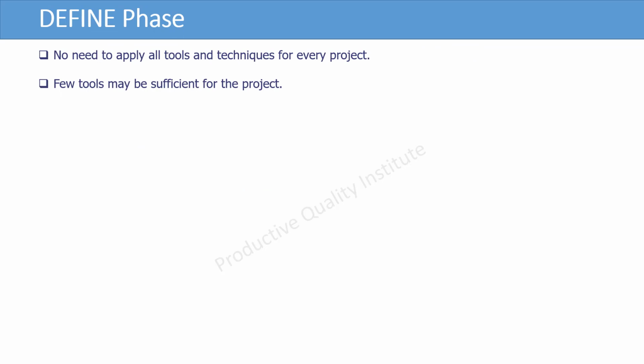Again, there are 2 important notes to be considered during the implementation of the Define phase of a Lean Six Sigma project. No need to apply all tools and techniques for every project. Few tools may be sufficient for the project.